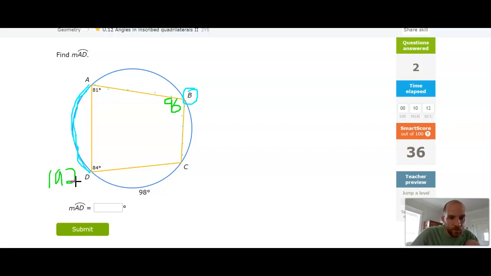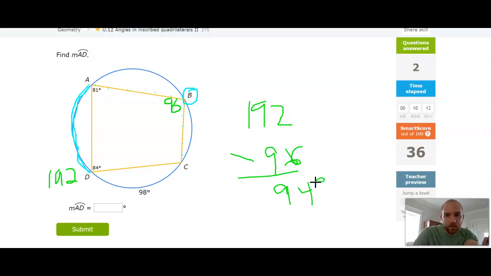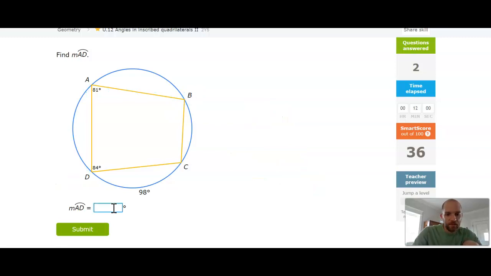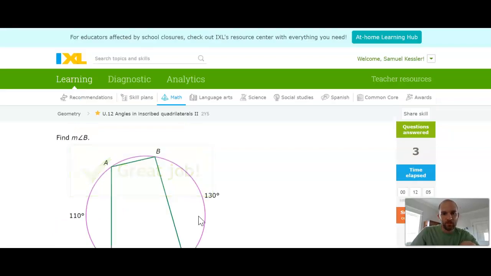Now 192 is our entire arc length from A to D to C. We're going to come back and subtract out 98 degrees from that, and we're left with 94 degrees. So 192 minus 98 is going to leave us with 94 degrees. I'm going to clear this out. I'm going to type this in. It's going to tell me that I'm awesome or marvelous or great job.